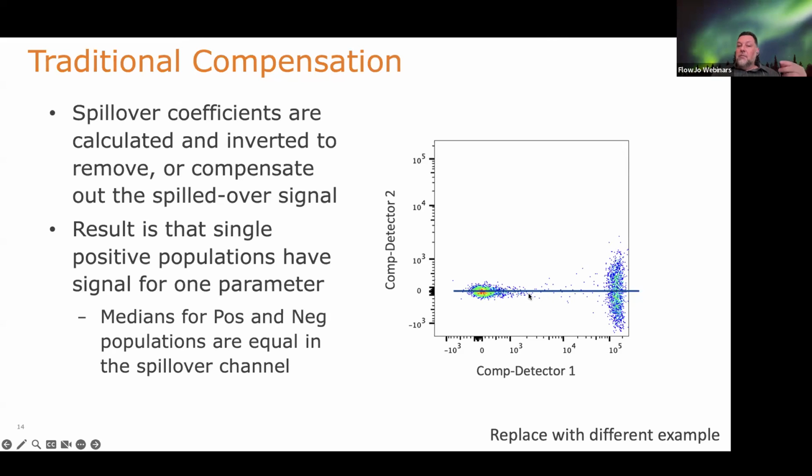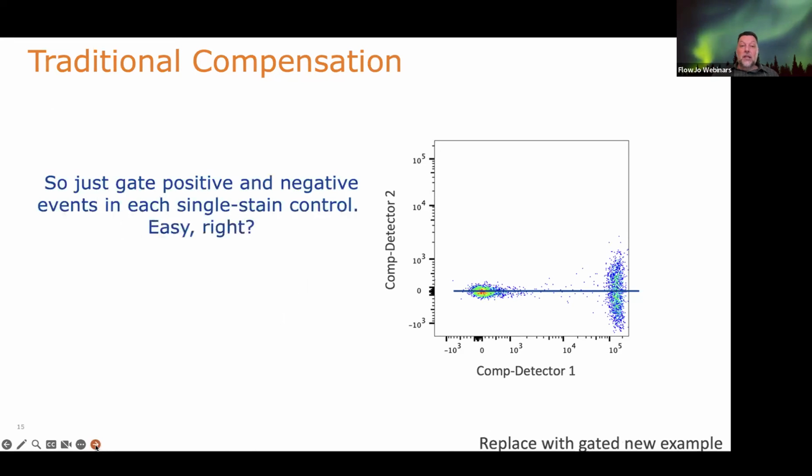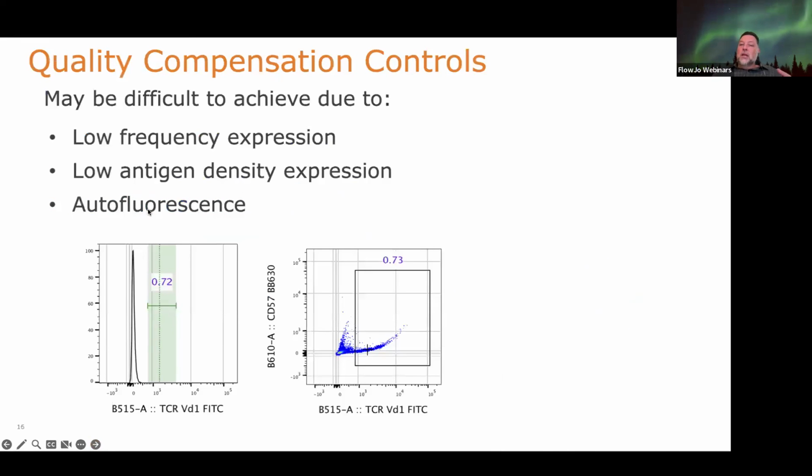So again, median of the positive and negative should be equal post-compensation in this compensation control. And that seems easy, right? We just gate positive, gate negative, and no problems. You press a button, it calculates, right? It's always not quite that simple.